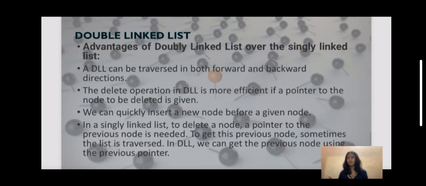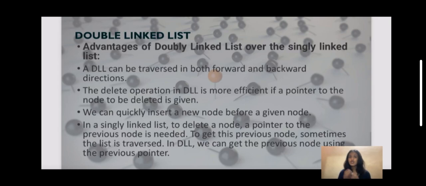There you were supposed to have the next node or the previous node so that you could delete the node. But here it is nothing like that. Directly you get the pointer, you can easily delete it. We can also quickly insert a new node before a given node. Since it is traversing forward and backward, you can insert it very easily. Instead of needing the next node or the previous node, you can directly insert it.